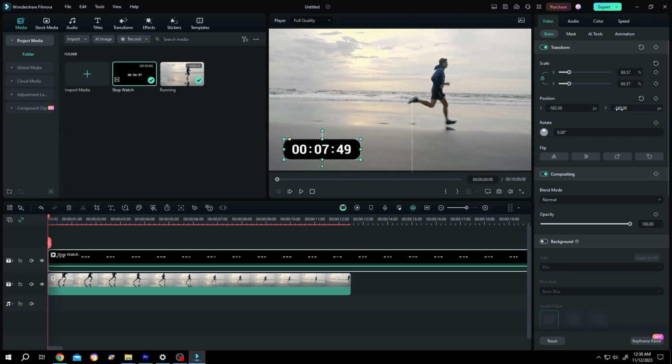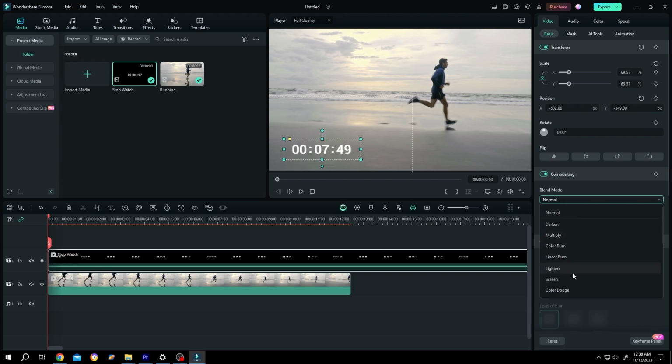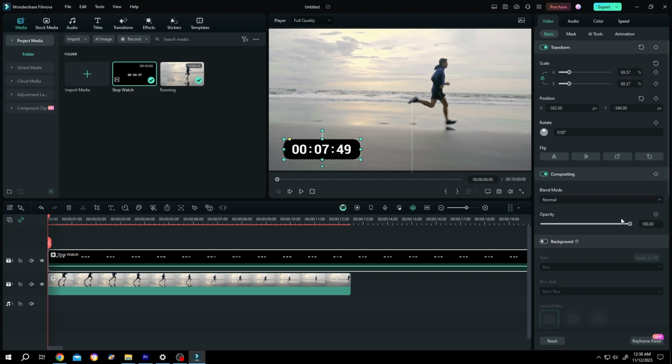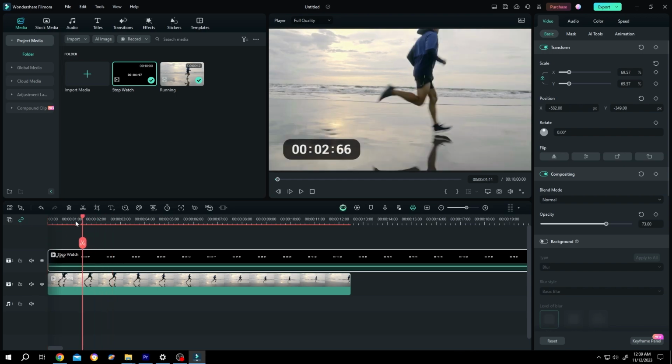suppose around here. Then we can play with the blend mode like darken, multiply or lighten for only the text. Let's choose normal and reduce the opacity a little bit for semi-transparency. Let's see what we have.